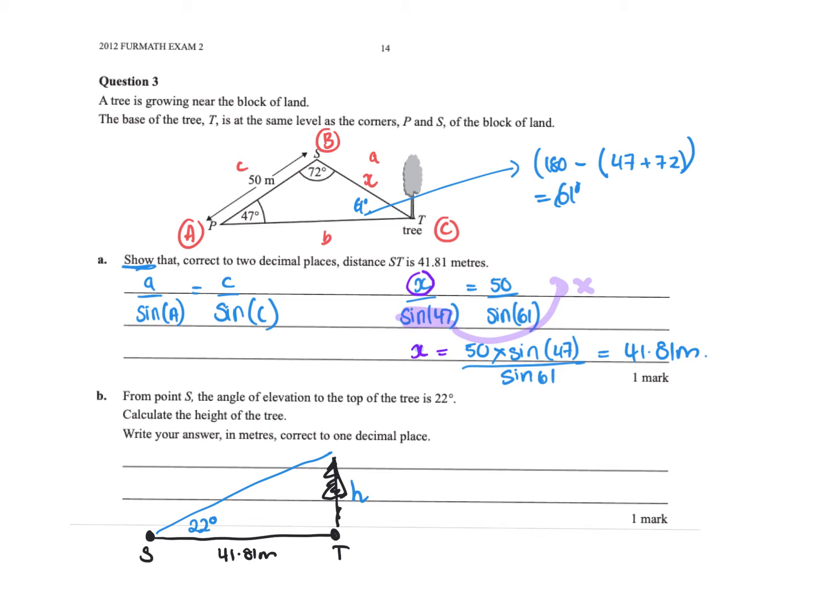Okay, and it's asking me to calculate the height of the tree, answer in meters, correct to one decimal place. So if you look here, we've got a right angle triangle, and I've got opposite and I've got adjacent. So I could use tan 22 equals h over 41.81, and you can use solve if you like and find out what that is. So I'm just going to do that on the calculator.